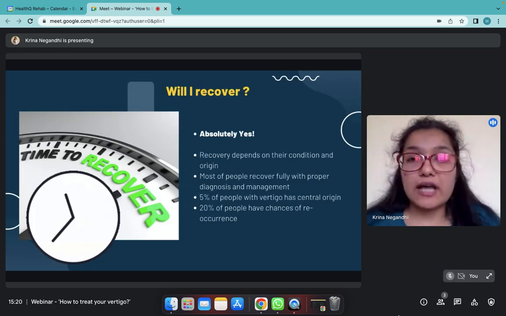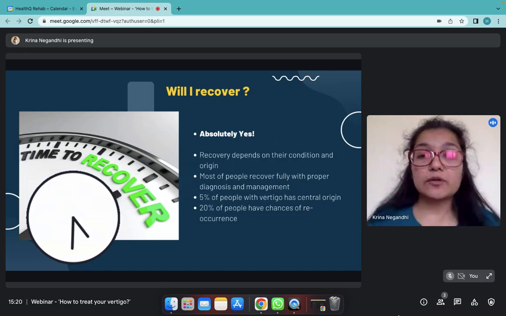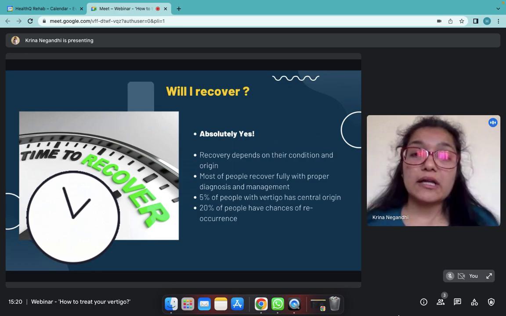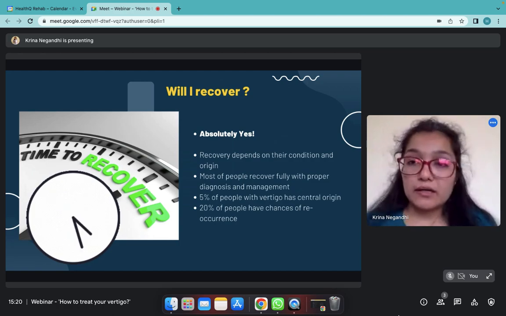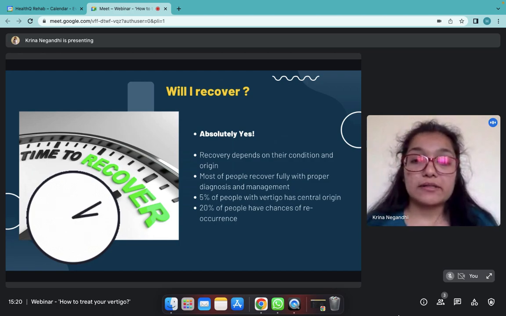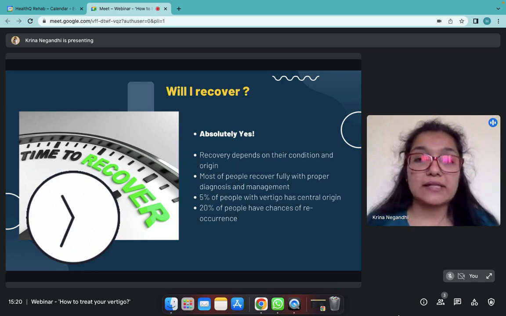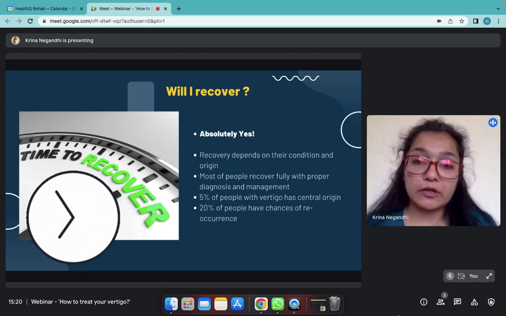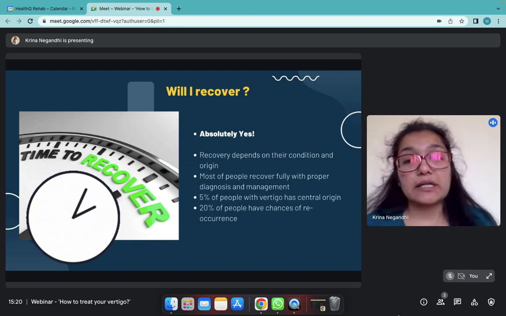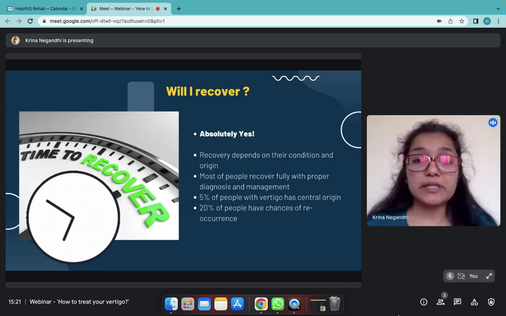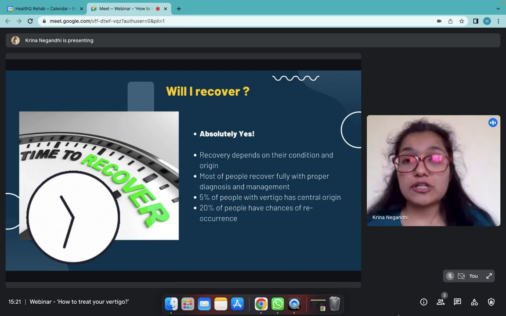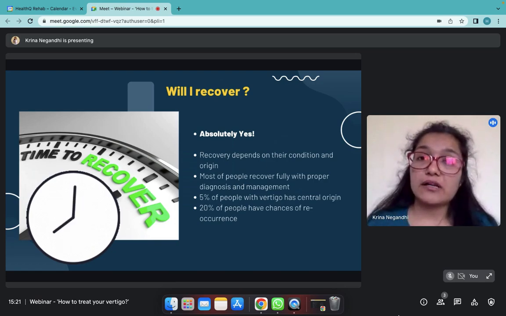Patients usually ask, if I have vertigo, will I recover? Yes, absolutely. Recovery is very good in the case of peripheral causes. With central causes, about 5% of people have lesions of central origin. They can also recover, but it depends on the condition and the diagnosis. Most people eventually recover fully with proper diagnosis and management, though there is a 20% chance of recurrence as well.